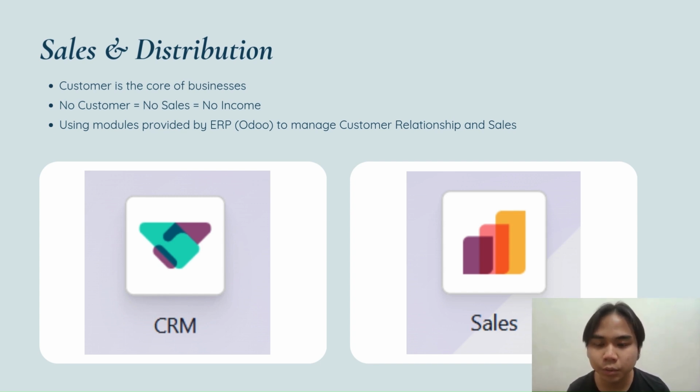So first, we are moving to sales and distribution. As we know, customers are always the core of any business. Without customers, we have no sales. When we have no sales, then we don't have any income. Most companies use modules provided by an ERP system, and Odoo is one example of such software, to manage customer relationships and sales.